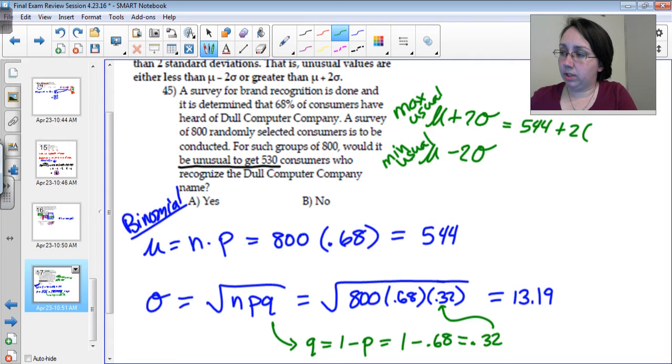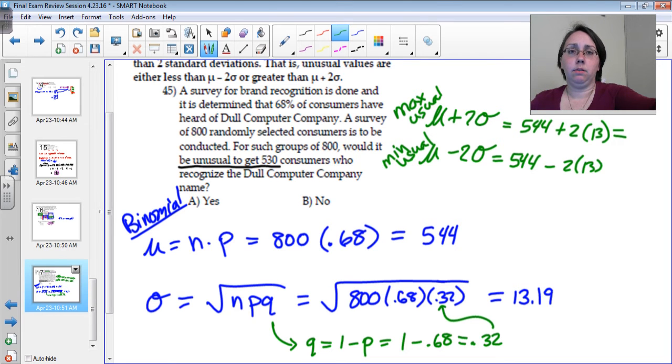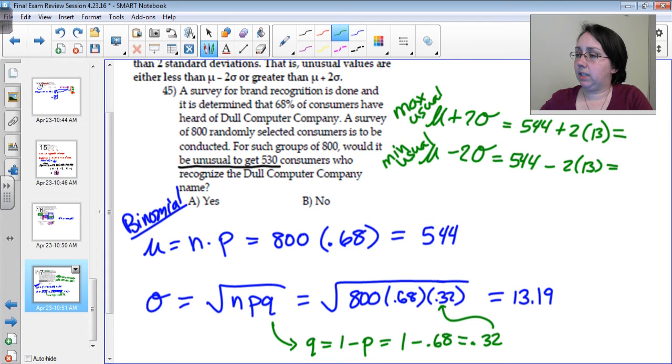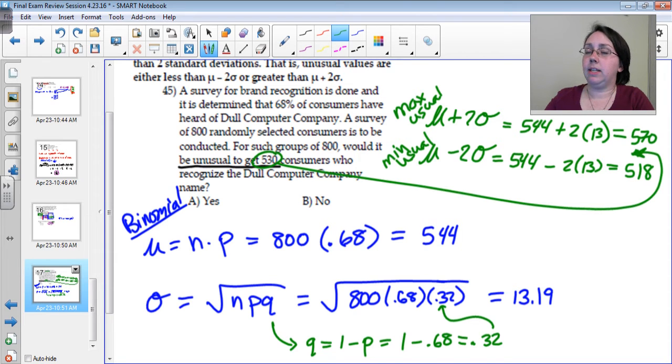Now we take our mu, 544, we add 2 times 13, and we take 544 and subtract 2 times 13. Add 26, that'd be 570. Subtract 26, and we get 518. So our value of 530 is in between. Because it's in between, that's usual. Outside of that would be considered unusual. So, to answer the question, for such groups, would it be unusual? No.